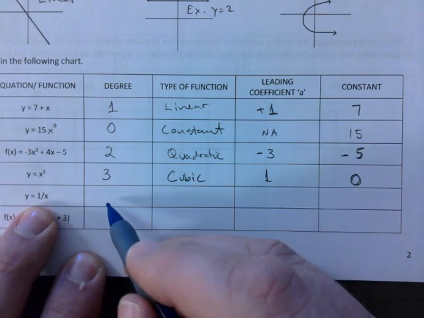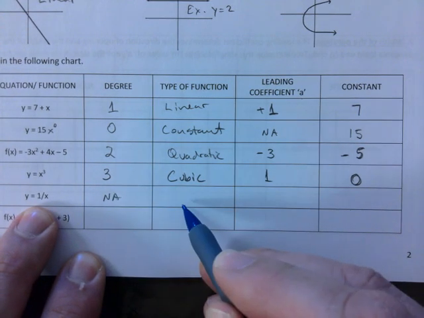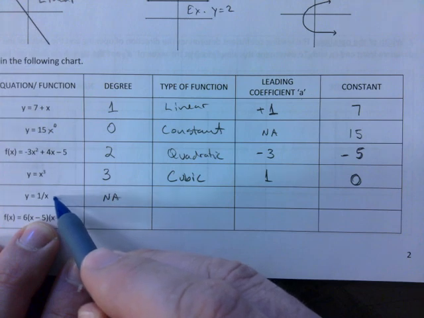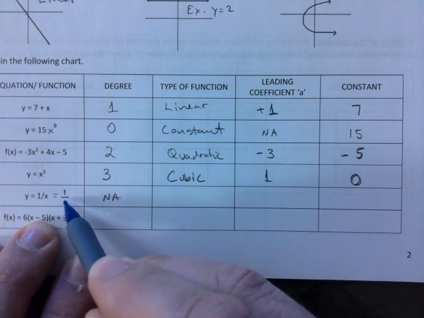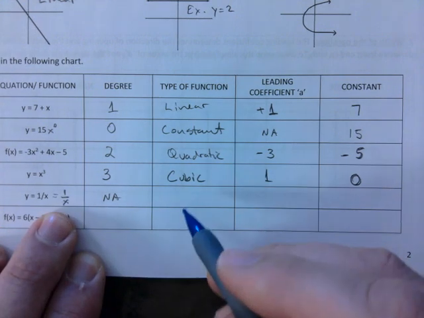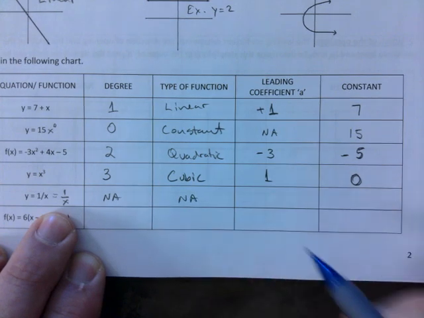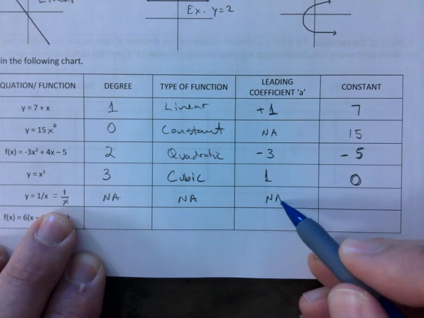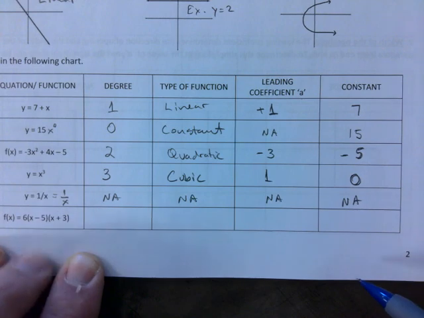This one, we're just going to go NA because it's 1 over x, right? It's the same thing as 1 over x. We're not going to explore that. So just go NA everywhere. We're not going to talk about that.